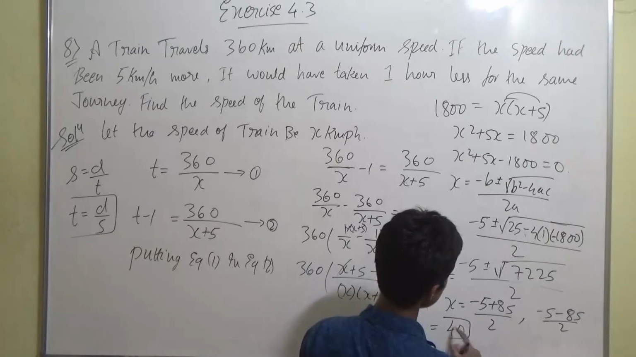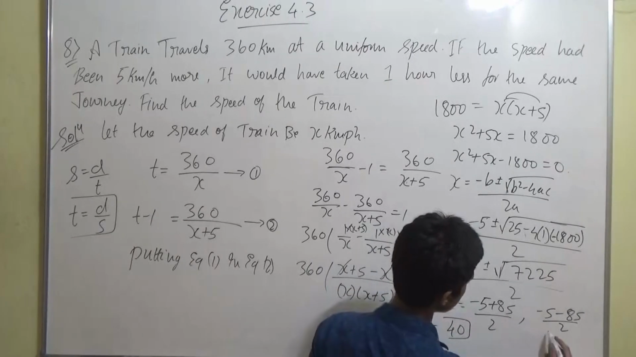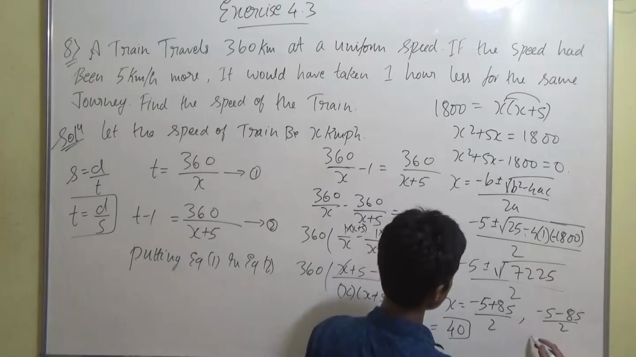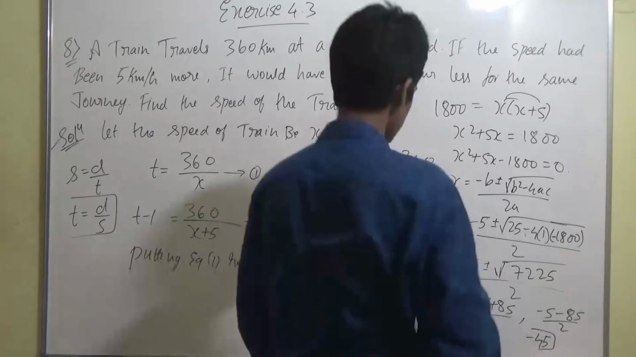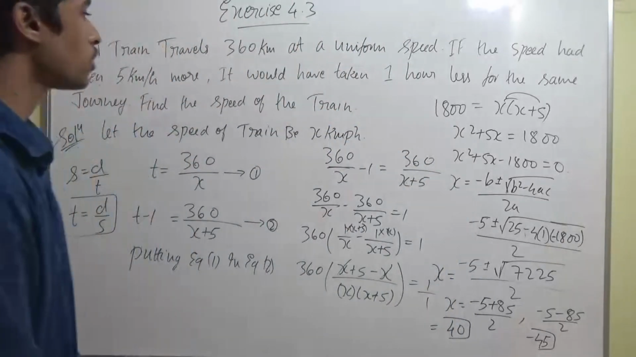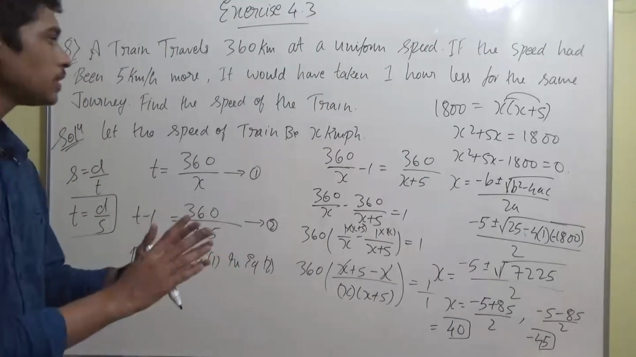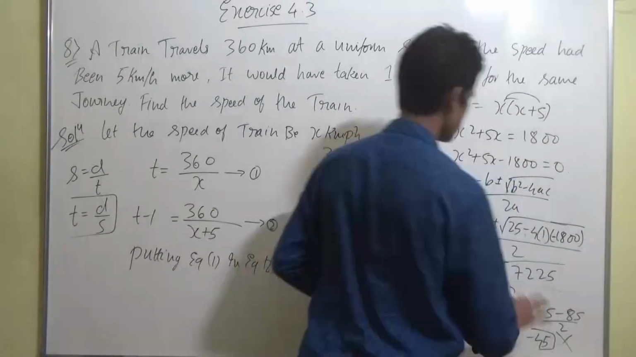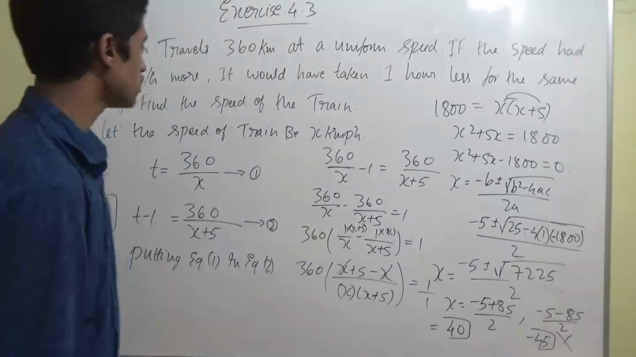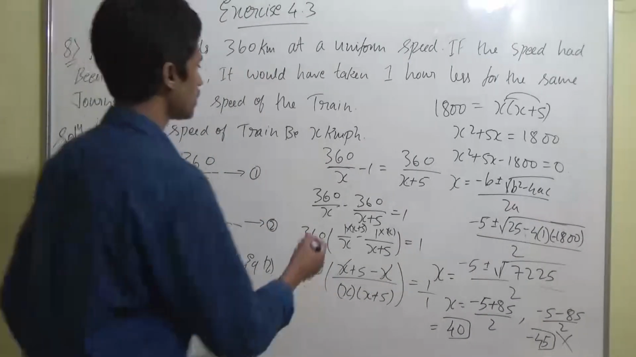From here you will get x as equal to minus 90 by 2, that is minus 45. Getting it guys? You are getting two values of x, one as plus 40 and one more as minus 45. If you see, can the speed of train be negative? It's not possible. So we are just going to ignore this value. We are not going to consider that value. So the speed of the train is 40 km per hour.